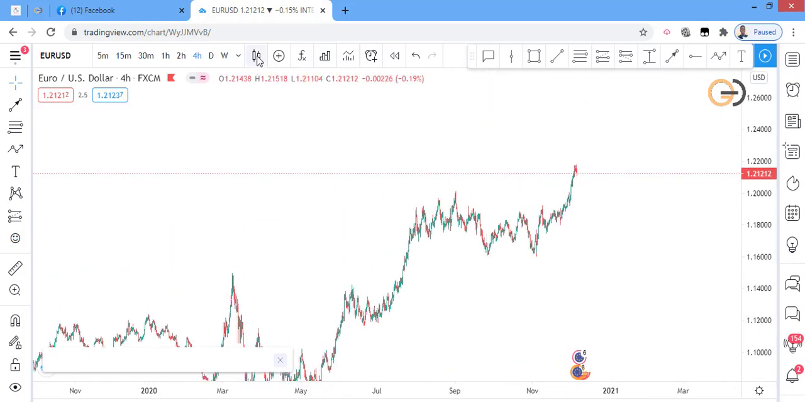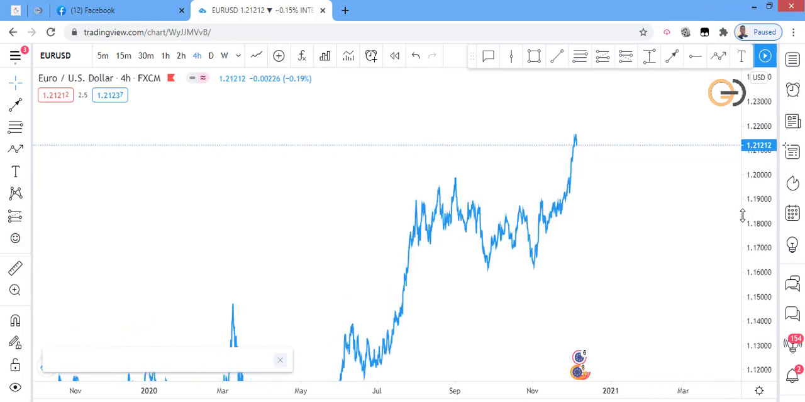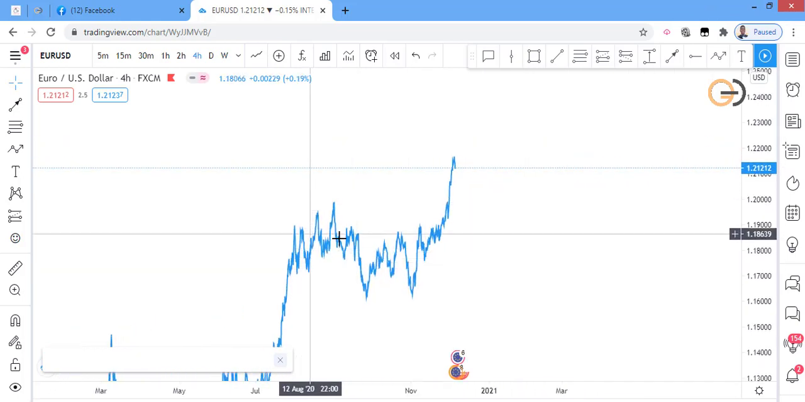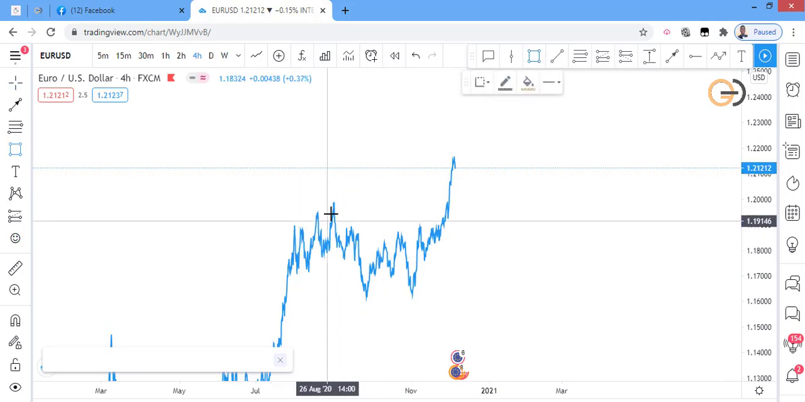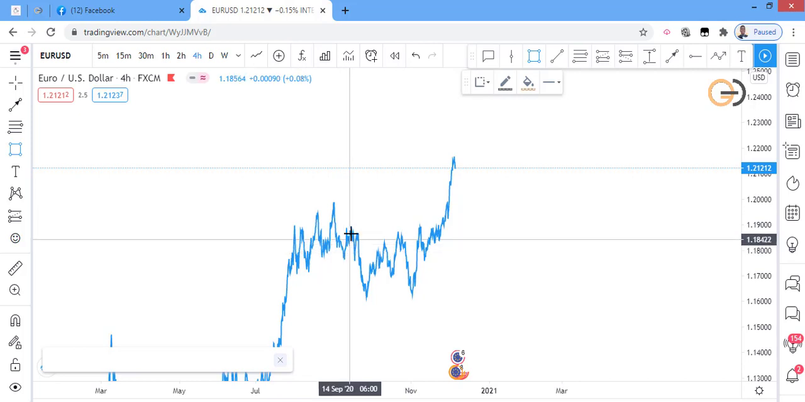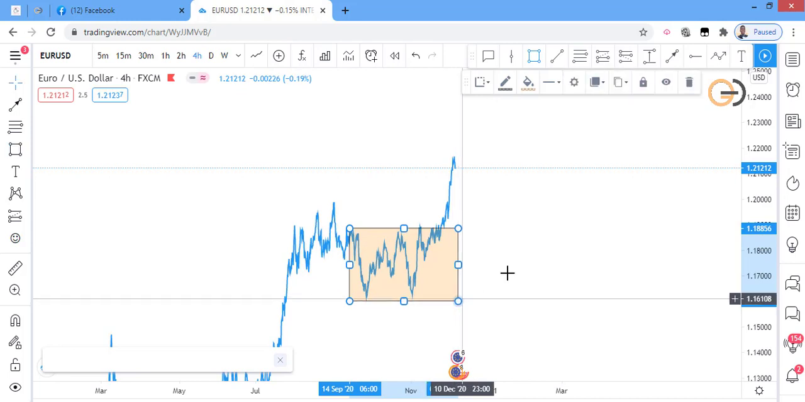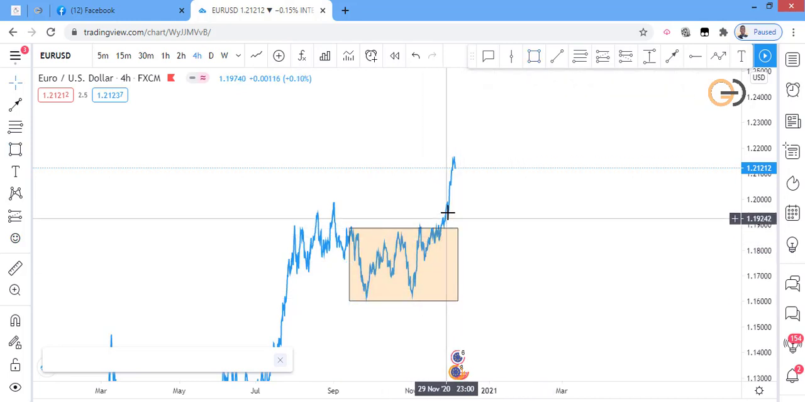I go to my line chart and I begin to see that at this point the market was ranging. So I can say the market went up to here, it came down from this low, and then at this point the market was ranging. The market finally broke above it.